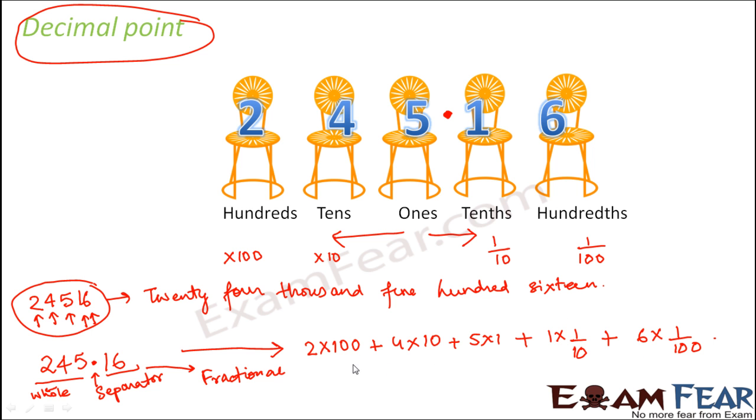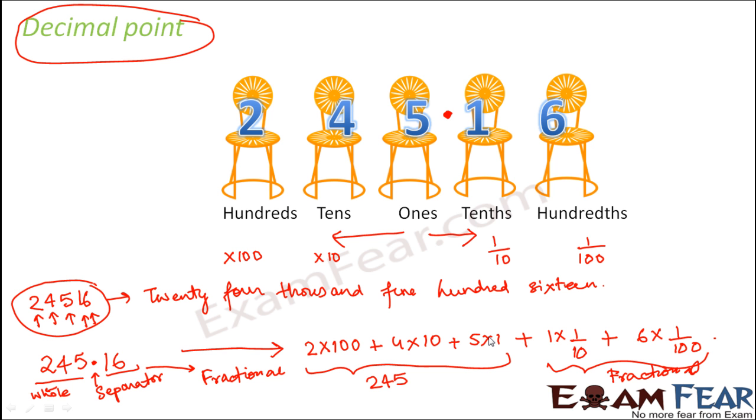And if you actually find out the values, you will see that 2 into 100 is 200 plus 4 into 10 is 40 plus 5 into 1 is 5. So this is 245, which is the whole number part. And this portion, which is 1 by 10 plus 6 by 100, this is the fractional part. And in between these two, we have the separator, that is the decimal point. So this is the necessity of having the decimal point. That is why we have a decimal point. So it is very important.